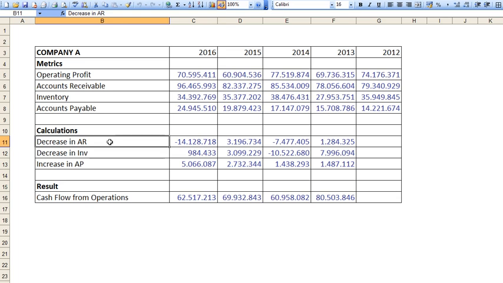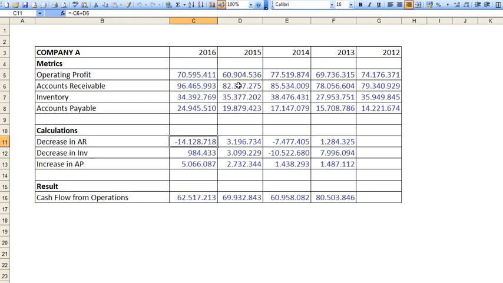Hence, we look at this in terms of formula from an inverse way. So it's more like D6 minus C6 in this case, for example, if you look at the formula. So instead of subtracting the 2015 metric from 2016, we subtract the 2016 metric from 2015, because this is where we would like to gauge the decrease in the amount of accounts receivable.